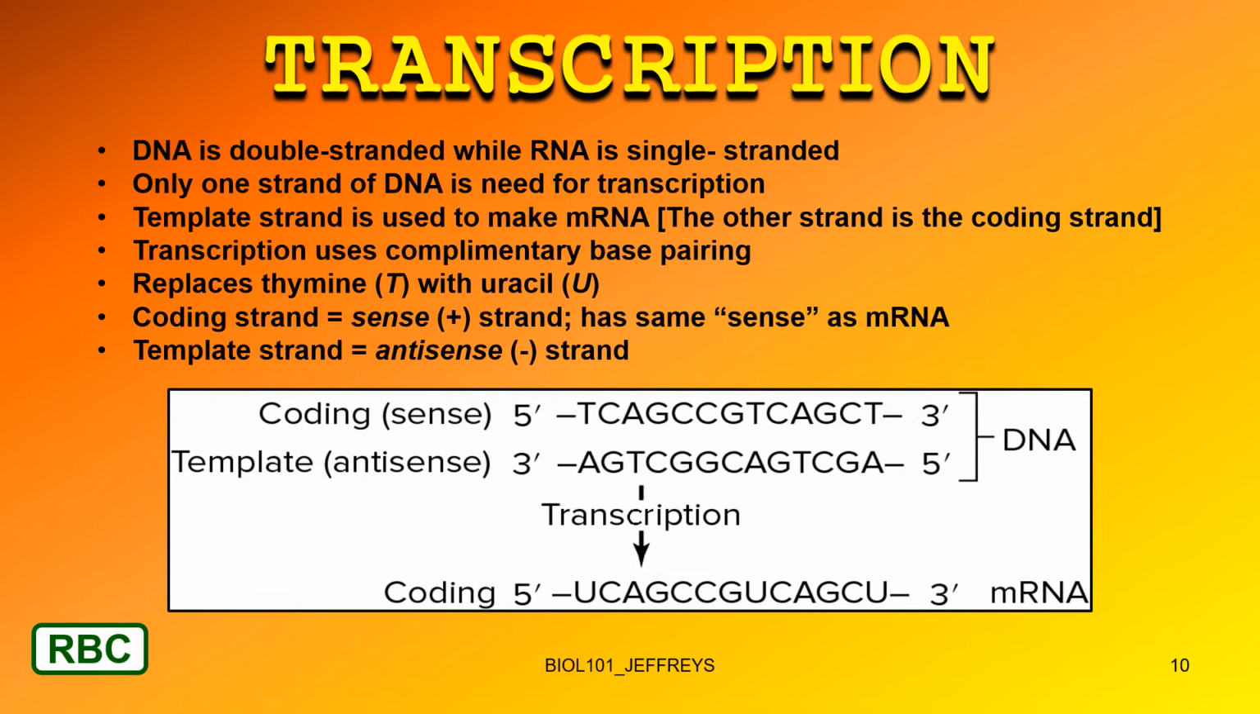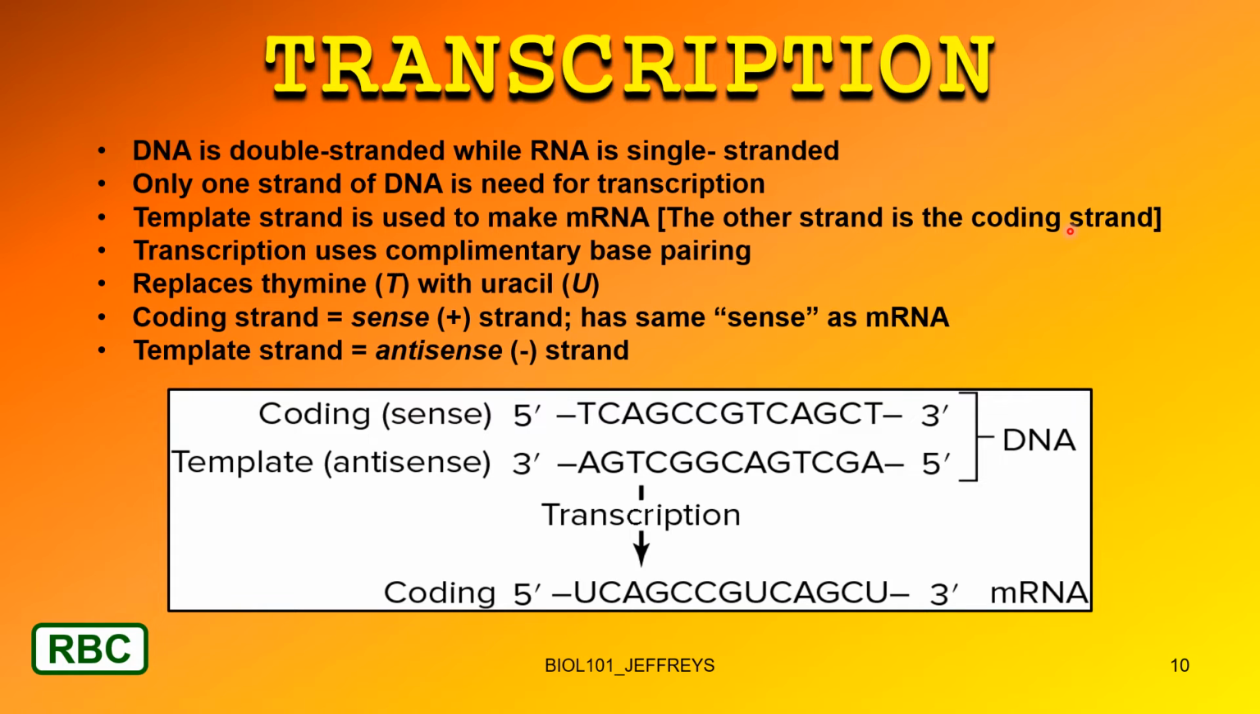Okay, so the two processes are transcription and translation. Here we're looking at transcription. Now, you want to be able to do this. You want to be able to take a strand of DNA and transcribe a message from there. Okay, so DNA is double-stranded, while RNA is single-stranded, so only one strand of DNA is needed for transcription. We call that the template strand, right? The template strand is used to make messenger RNA, there it is again, and the other strand is the coding strand, okay?